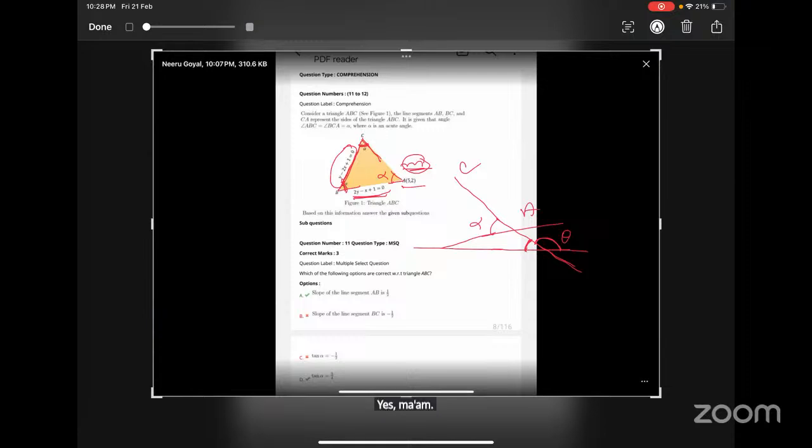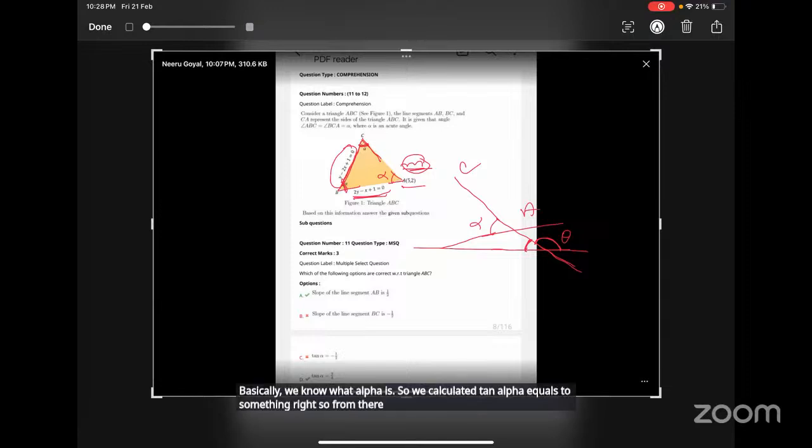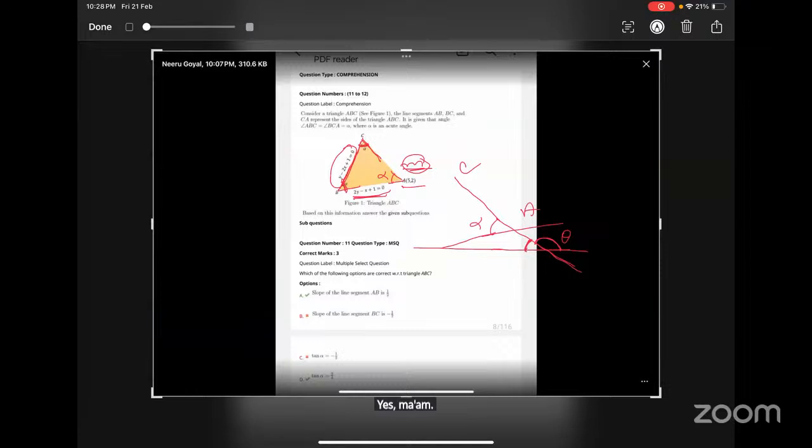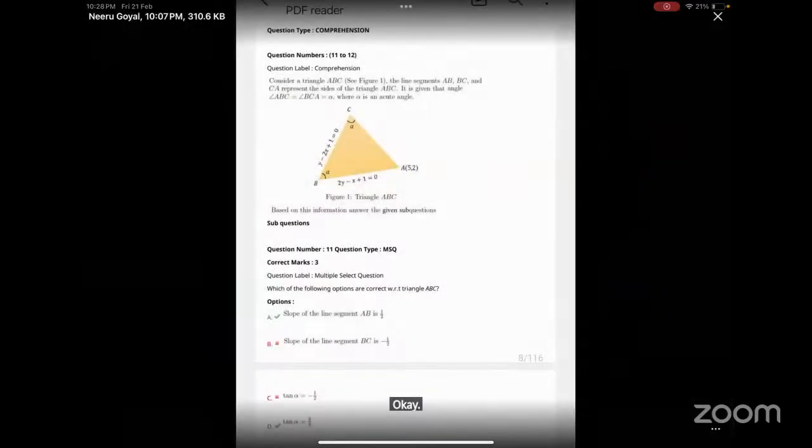Basically, we know what alpha is. So we calculated tan alpha equals something, right? From there, we can know what alpha is, and then we can do these calculations. Is it fine now? Yes, ma'am. Okay. Anything else?